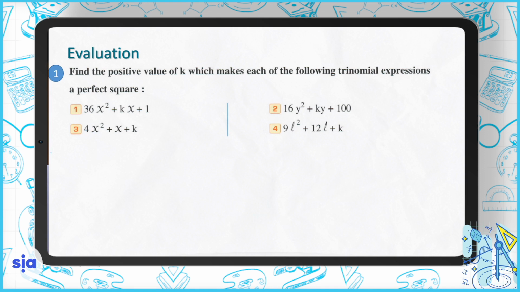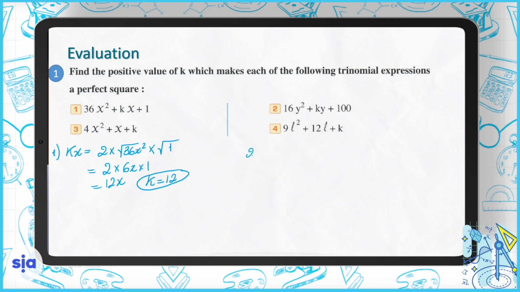For question 1, Kx is in the middle term. So I'm not going to write positive or negative 2 here because the question says it's a positive value. So it's 2 times the square root of the first term times the square root of the last term. So it's 2 times 6x times 1, which is 12x. So for this one, K equals 12.